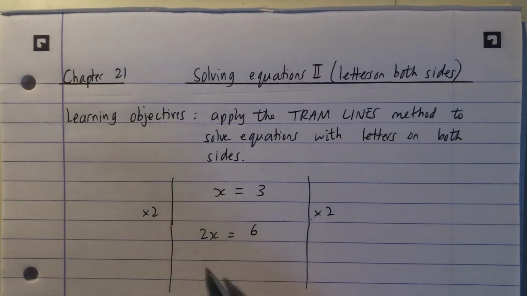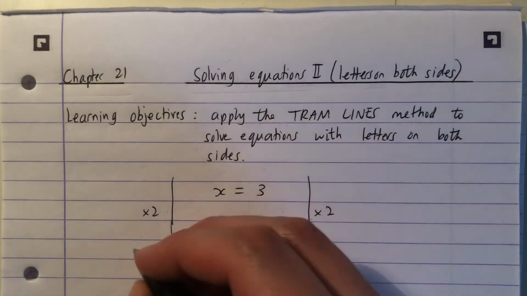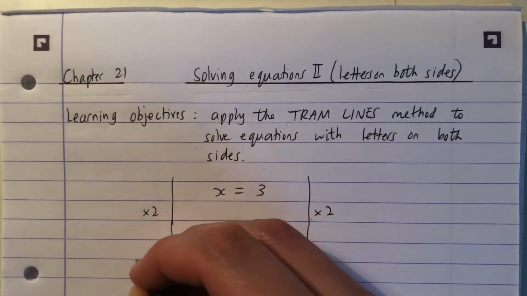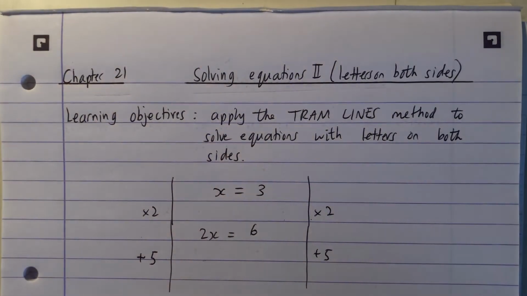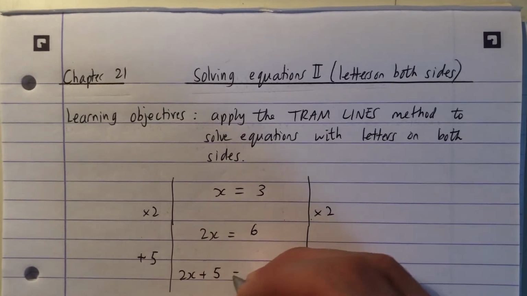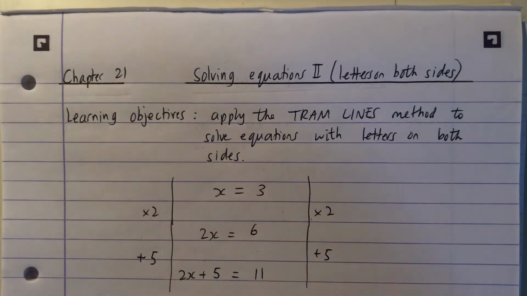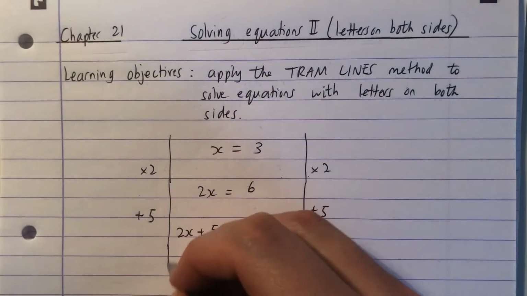Then pick another operation, mainly either addition or subtraction. So let's do addition. Plus 5. Let's add 5. What happens when you add 5 to both sides? Well, you get a two-step equation: 2x plus 5 equals 11. And that's about as far as we got last time. But now we're going to take it a step further.